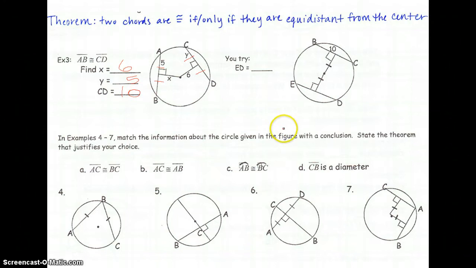For our next example, you try. ED, what is the length of ED? Well, again, they're equidistant from the center, and I know that if BC is 10, ED must also be 10.